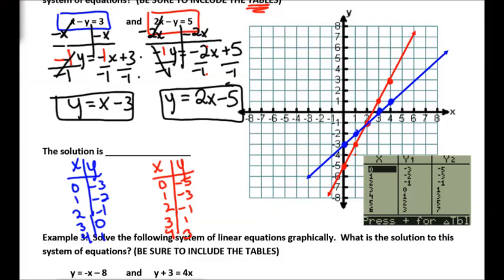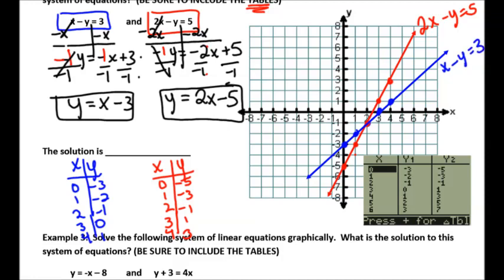All right, so check to make sure that your lines look the same as mine. And remember to always put arrows on the ends. And please make sure that you are labeling your lines with the original equation. So I'm just going to go ahead and finish up here.